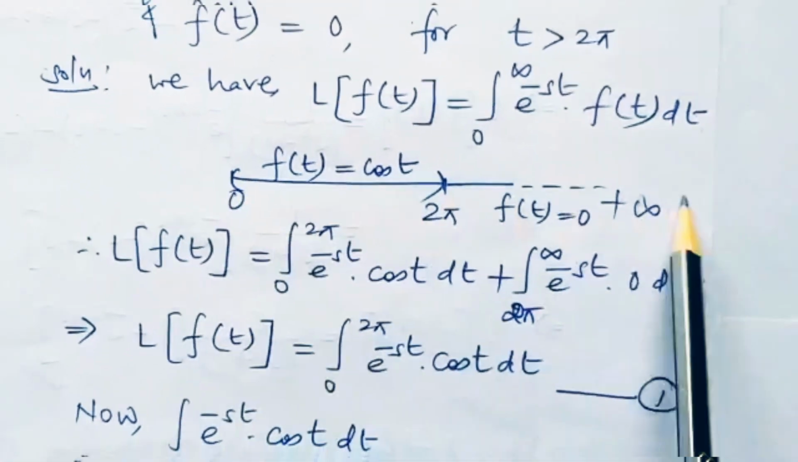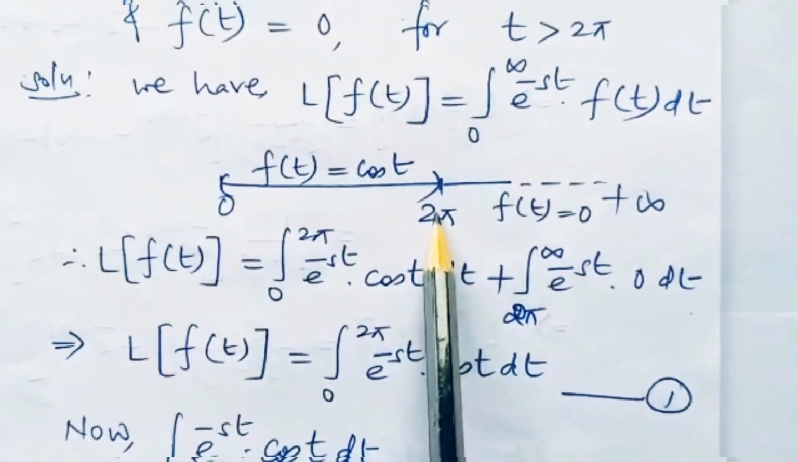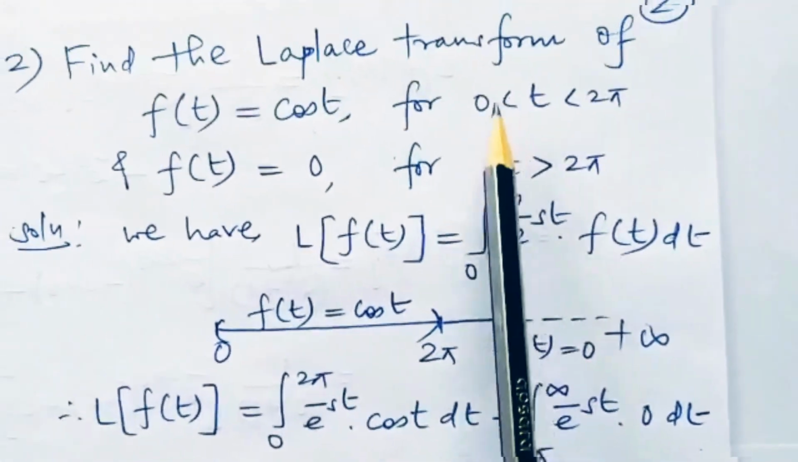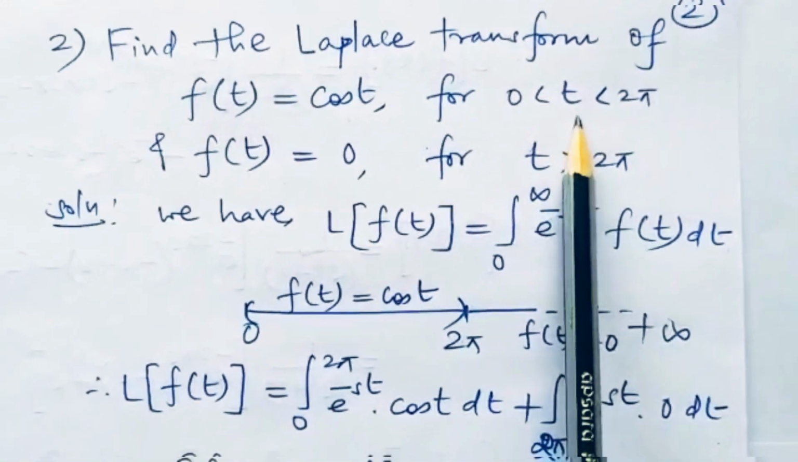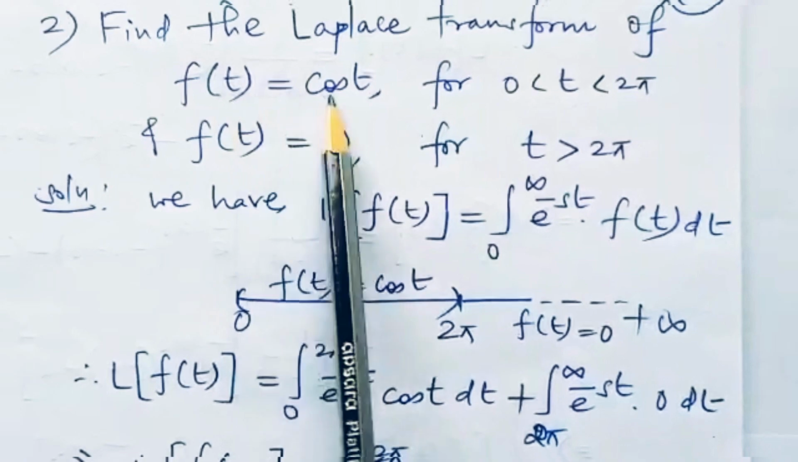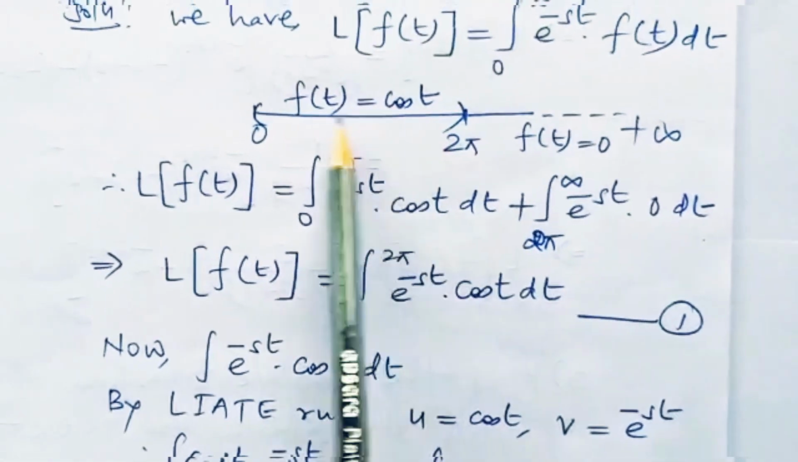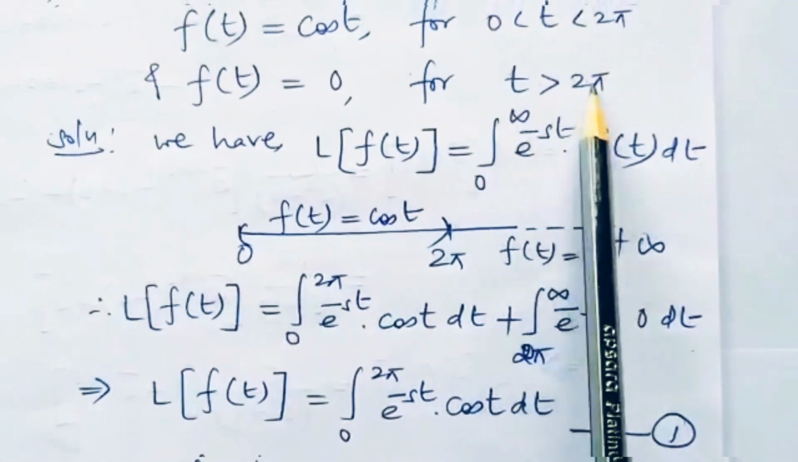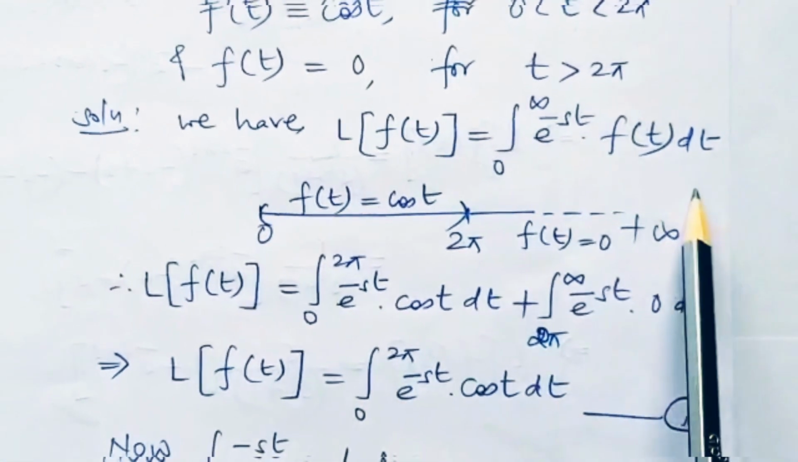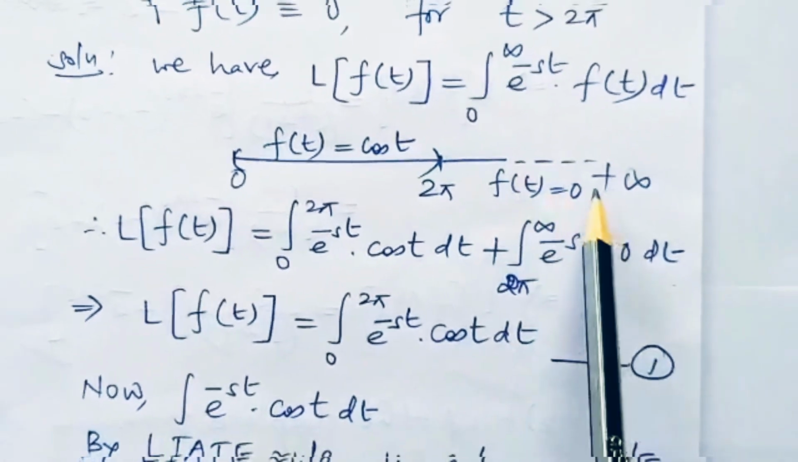So here on a real line, I have identified some points at 0, then 2 pi, and we all know that in the given question, whenever t lies between 0 to 2 pi, the corresponding value of f of t was cos t. And whenever t is greater than 2 pi, that means beyond this 2 pi till plus infinity, in all such cases the value of f of t was 0.